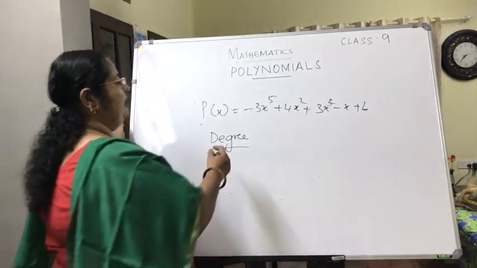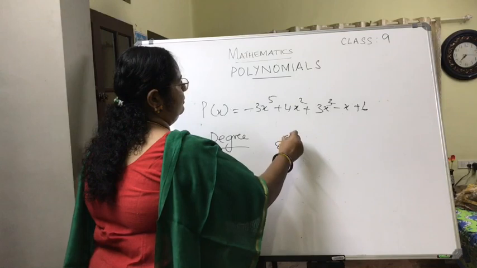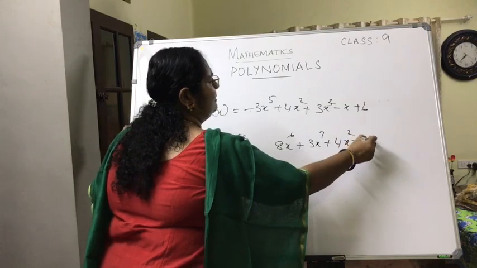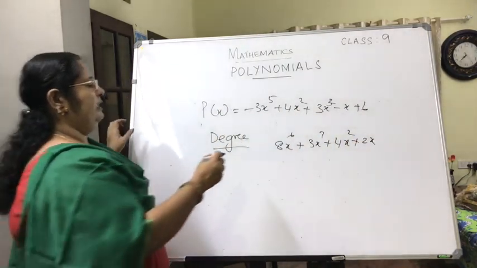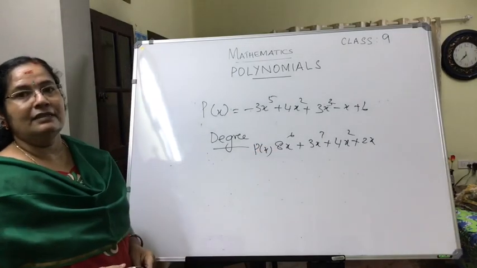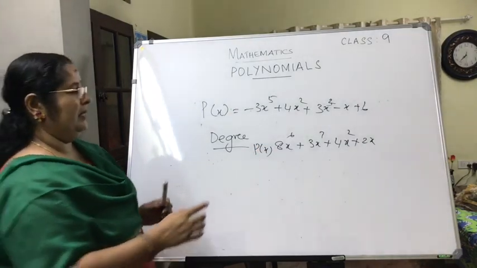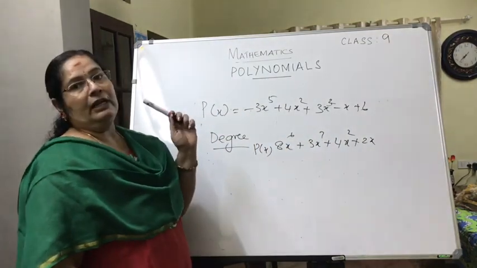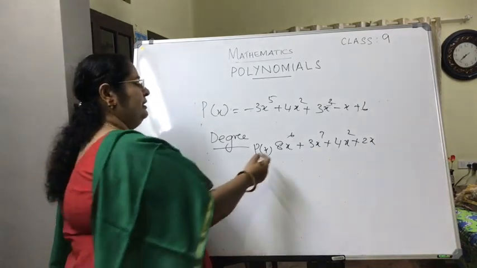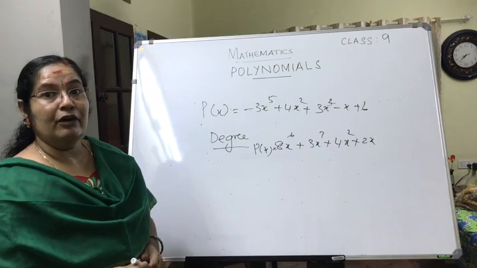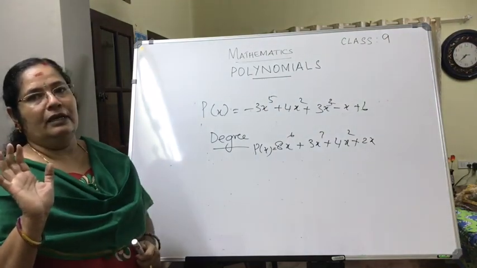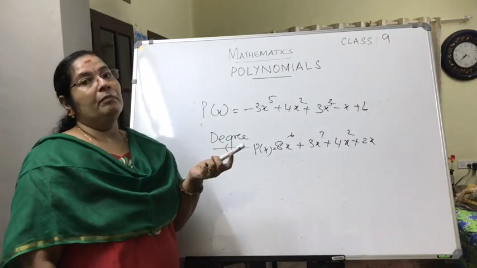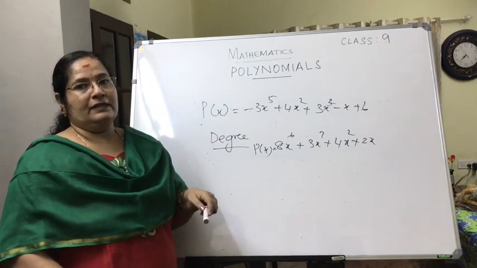5. Suppose I give 8x raised to 6 plus 3x raised to 7 plus 4x square plus 2x, a polynomial in the variable x, p of x. What is the degree of this? Degree is the highest power of the variable. Which is the highest power here? 7. So 7 is the degree of this polynomial. Is it clear? The highest power of the variable is called the degree of the polynomial. Now based on the degree of a polynomial also, we can classify polynomials into different forms.